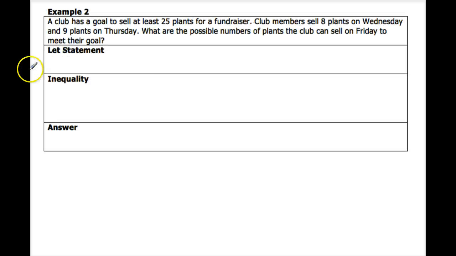Let's look at number 2. For this problem, it says a club has a goal to sell at least 25 plants for a fundraiser. Club members sell 8 plants on Wednesday and 9 plants on Thursday, and the question's asking what are the possible numbers of plants the club can sell on Friday to meet their goal. So for our let statement for this one, we can say let x equal, we're talking about plants for this one. What are the possible numbers of plants? So we can say number of plants.